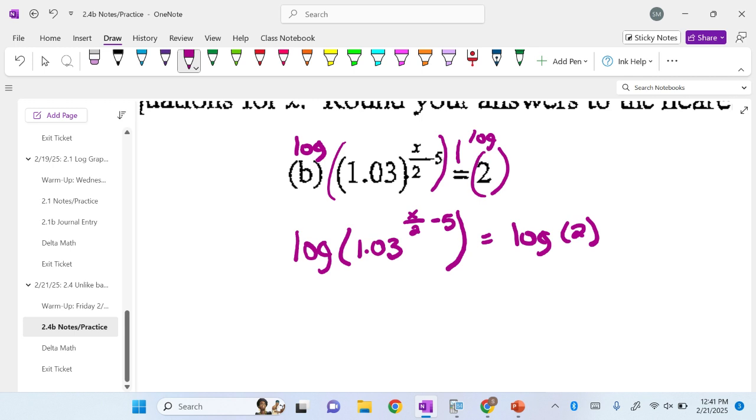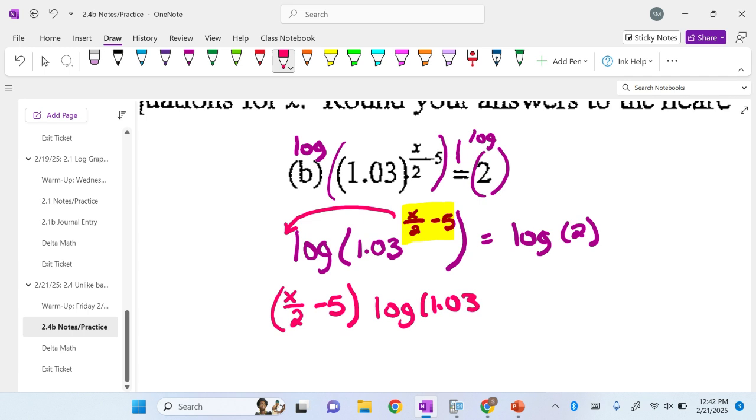Now, what's my next step here? We've got to bring the entirety of the exponent to the front. So this would be, in parentheses, x over 2 minus 5, times log of 1.03, is equal to log of 2.